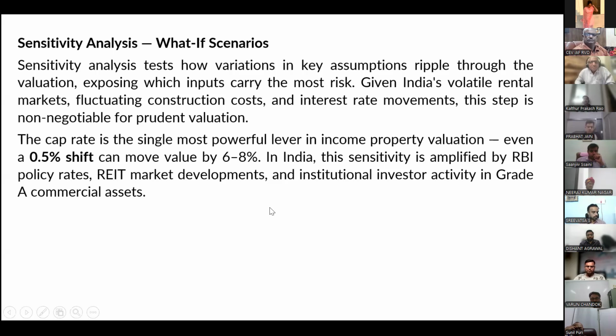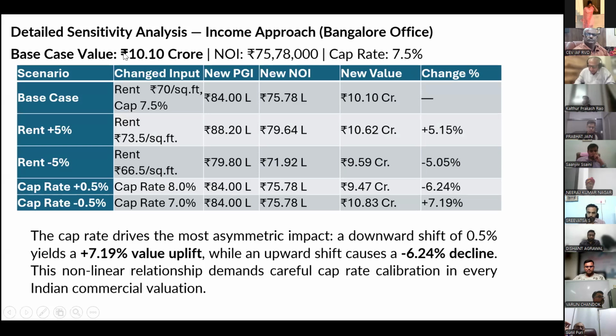As in the last time, we discussed how this capitalization rate is calculated. That is an important rate, since even a 0.5% shift can change the value by 6 to 8%. For example, the base case value is 10.10 crore, net operating income is 75,78,000, and if we take a 7.5% capitalization rate, net operating income divided by 7.5%, the value comes out to be 10.10 crore.